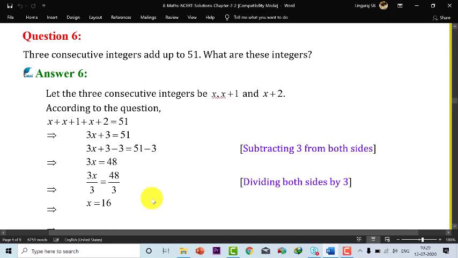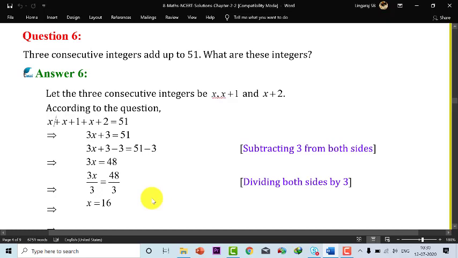So the sum of this is 51. So x plus x plus x is 3x, 1 plus 2 is 3. So 3x plus 3 equal to 51. So we have to remove this 3 to get the x value. So subtracting 3 from both sides, 3x plus 3 minus 3 is equal to 51 minus 3. So the 3 gets cancelled, only 3x remains. 51 minus 3 is 48.